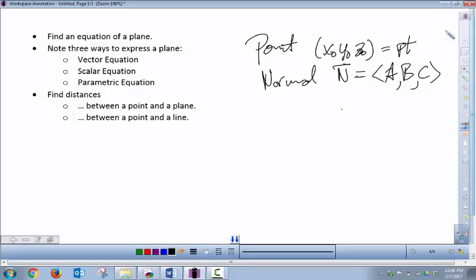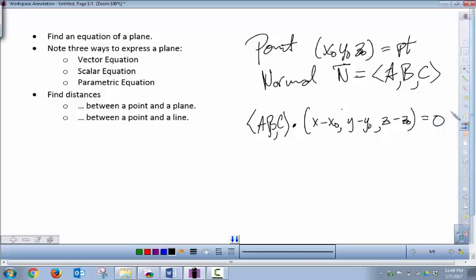So we have a point and a normal, and I think we've gotten as far as writing this equation, where the dot product of the normal vector and a vector that's actually on the plane, so we took a random vector x, y, z and then subtracted the point from it, is supposed to be equal to 0. So this is as far as we got last time.